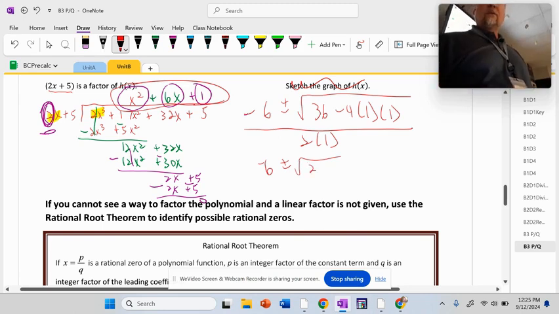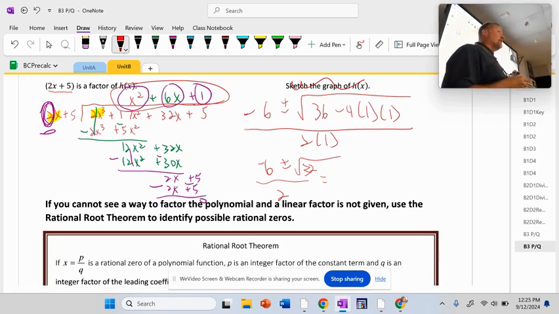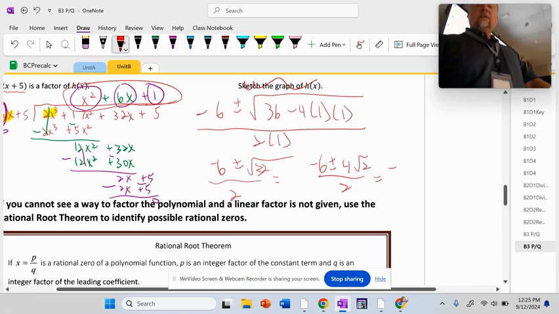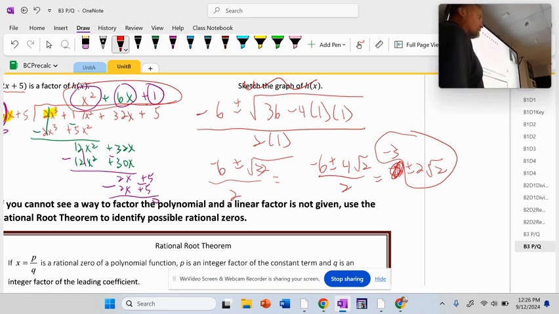And that's 32. What's 32? A number. What's 32? What times what? 16 times what? What's the square root of 16? 4. Negative 6 plus or minus 4 root 2 over 2, which is negative 6 plus or minus, wrong. Negative 3 plus or minus 2 root 2. Divide everything by 2, including the 4. All right, and then that could turn into a decimal. That's real, and it does say find all the real zeros.